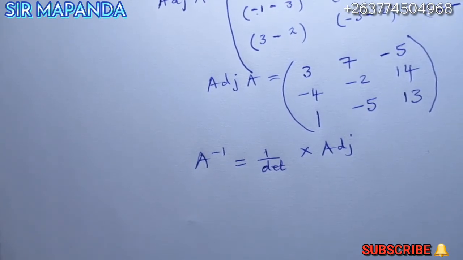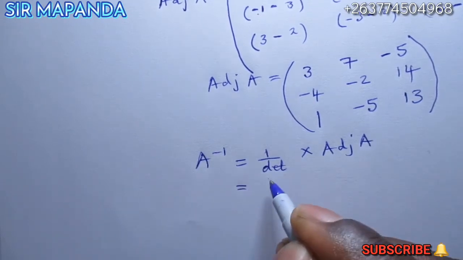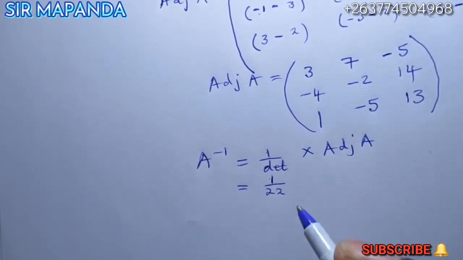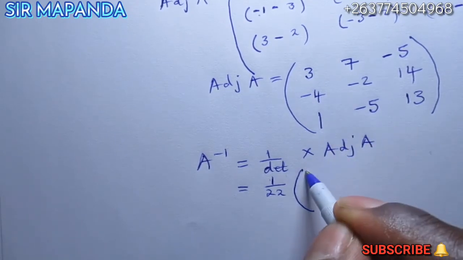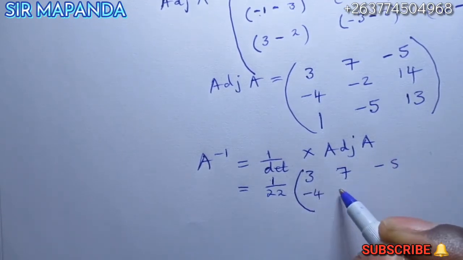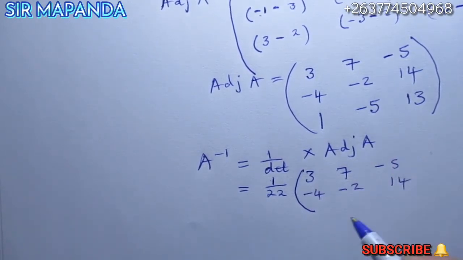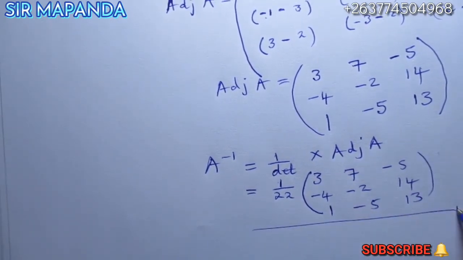Right. So to find the inverse, you write: inverse is equal to 1 over the determinant times the adjoint of the matrix A. Remember the determinant, we found it before in the first stage as 22. So I'm going to write 1 over 22. Then you put an open bracket, then you put this adjoint: 3, 7, minus 5, minus 4, minus 2, 14, 1, minus 5, and 13. And this is your final answer. This is how you find the inverse. Then you are home and dry.